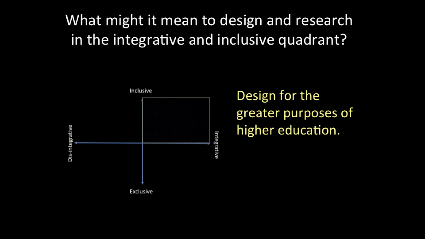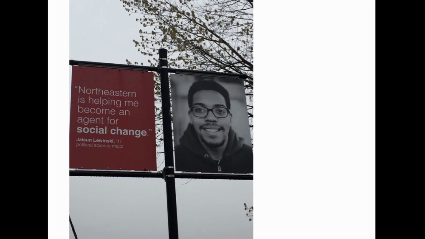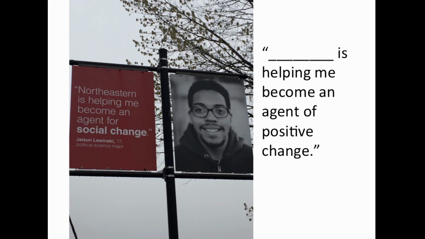And the last principle, design for the greater purposes of higher education. So what is the digital revolution for? What is then AI for? What does it mean to put the left in the service of the right? It's a picture I took at Northeastern University. What if what it meant to design for the fourth quadrant was to say the most important outcome was what it meant to develop agents of positive change?